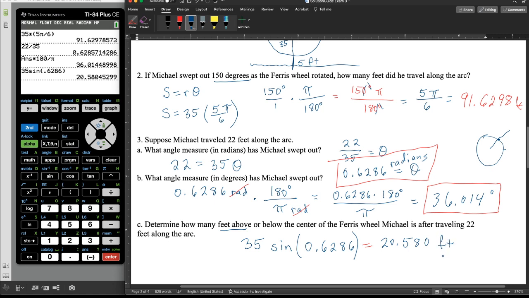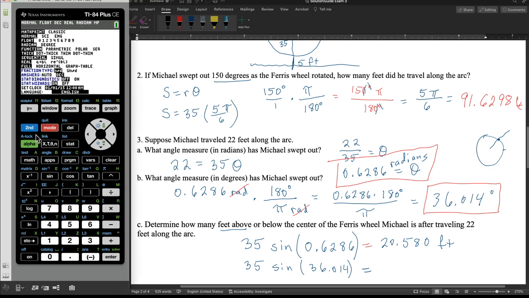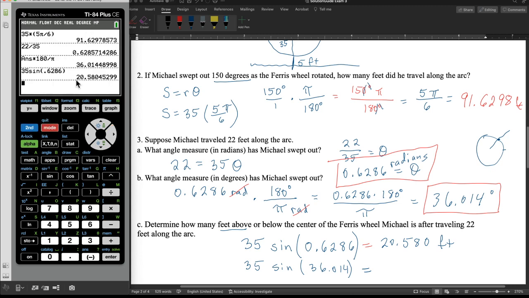Feet. Yeah, they've got 0.5796. Let's see what happens if we go with the degree. And again, it just depends on, we've got some kind of a rounding issue here. So since I'm going to be in degrees, I'm going to make sure to change my mode over to degree. I'm going to hit enter. Second quit. That brings me back, and notice up here it says I'm in degree mode.